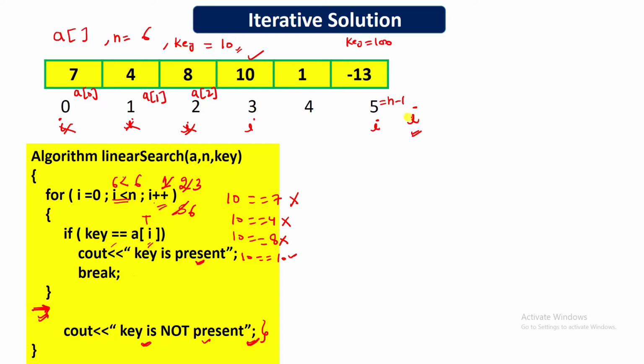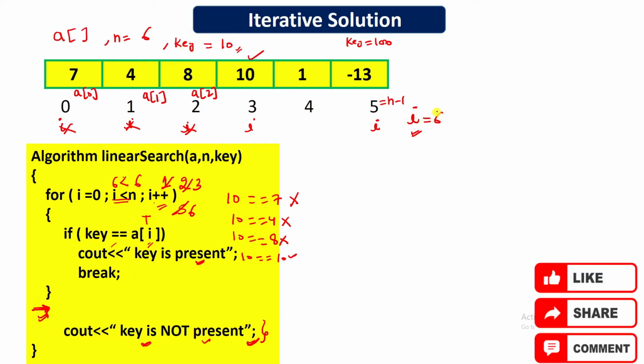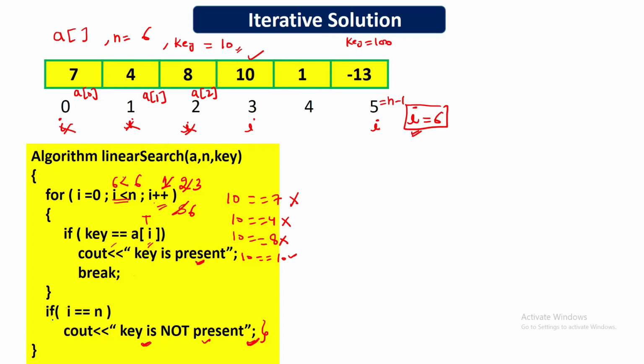For this example, n is 6. So basically when 100 was getting searched in this array, i reached 6, that is, it became equal to n. So I will use this property. I will simply say if i is equal to n, that means key is not present. I can only reach n when key is not present. Simple. So this condition will only be true when your element is not found in the array. So let's run this code.